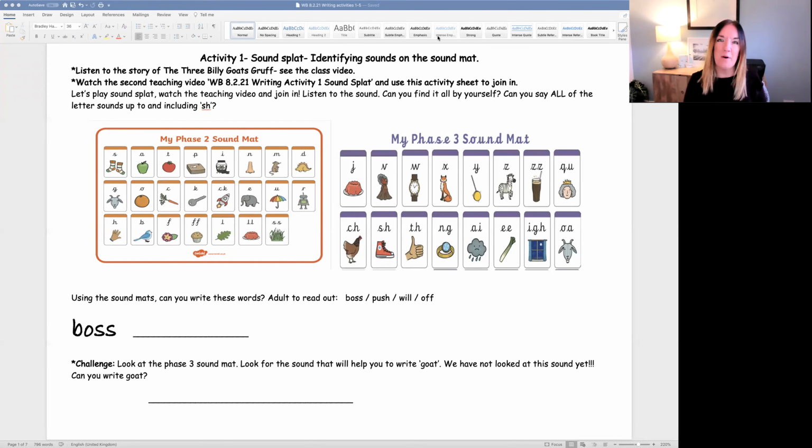Good morning, let's see if we're all ready to play Sound Splat. So, the first thing that we're going to do is remind ourselves of all the different sounds that we know. We're going to have a look at the pronunciations.